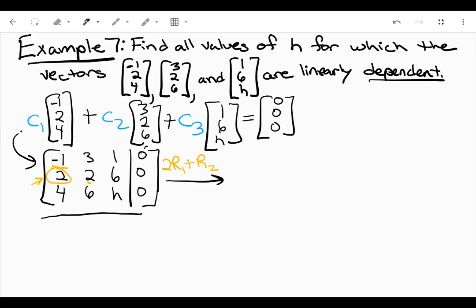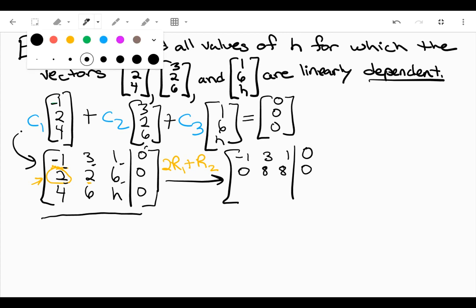So row 1's going to stay the way it was for now anyway. Okay, if we do 2 times row 1 plus row 2, then I'll have -2 plus 2, so that's 0. And then 6 plus 2, so that's 8. And then 2 plus 6, so that's 8. And then 0 plus 0.